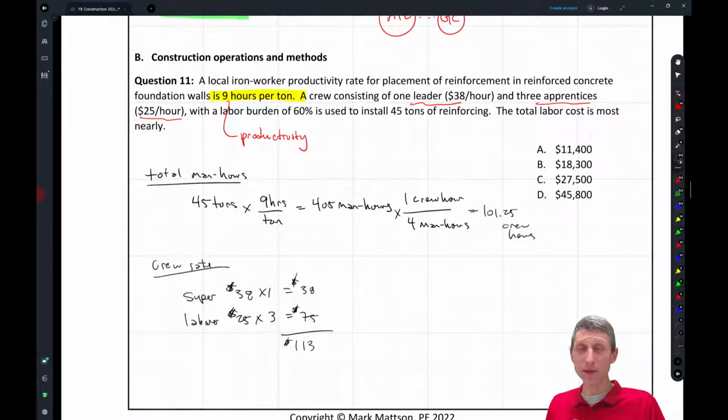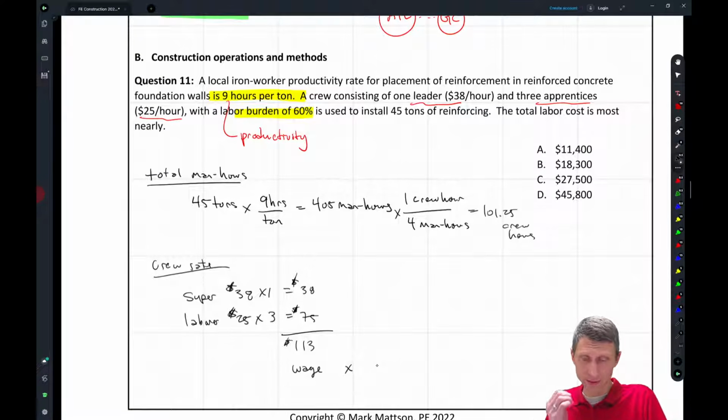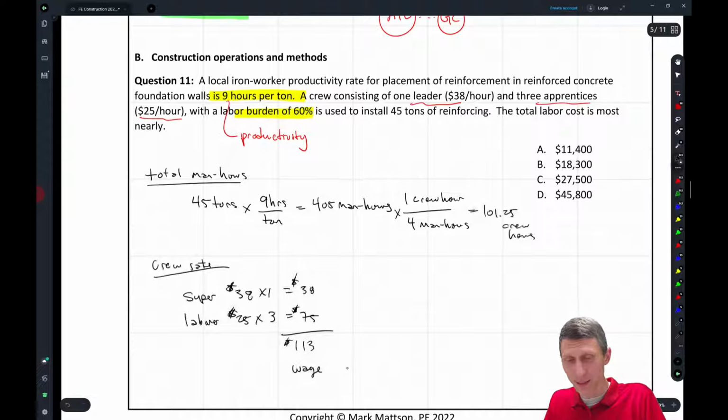But is that all it really costs? Well, no, that might be the wage, but what do you get paid in addition to wage if you have a full-time job? You get paid benefits, and that's where this labor burden comes in, right? Typically you take the wage and multiply it by the labor burden, and that's what you're going to get for the total rate. Actually, instead of times, I should say plus the burden here, right? So what's the burden? The burden is going to be that $113 times 60%.